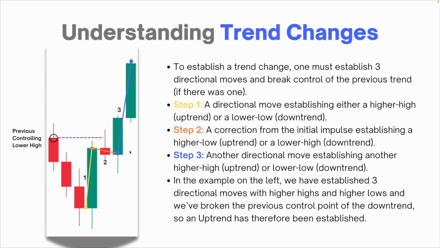And that is what a trend reversal looks like. So you have to have 3 directional segments, 1, 2, 3. You also have to break past the control of the previous trend if there was one. Those are the 2 parameters for establishing a trend.